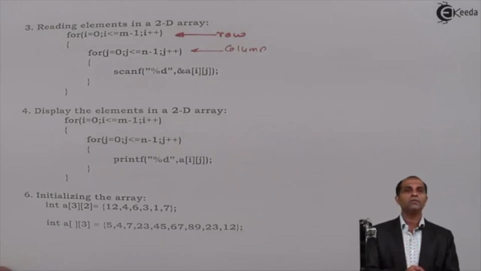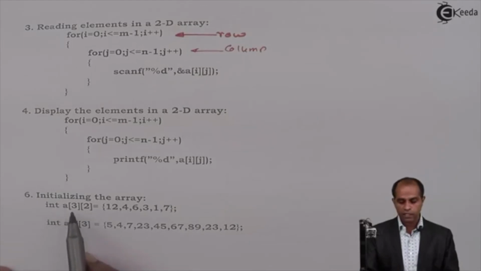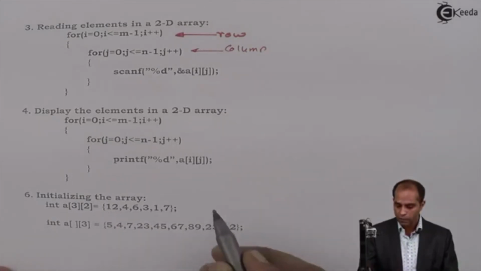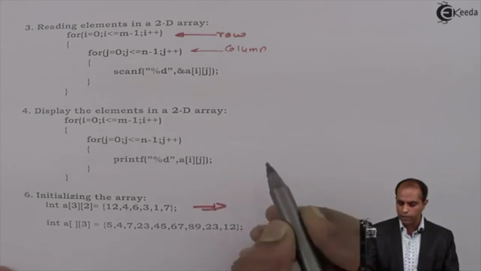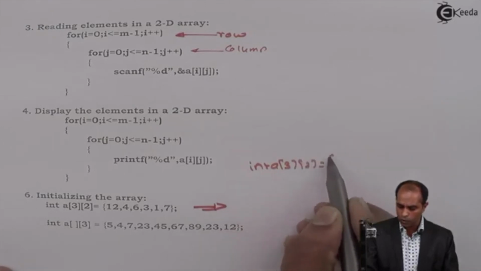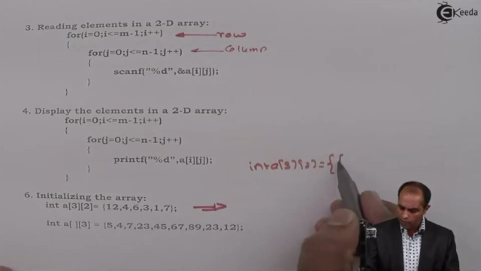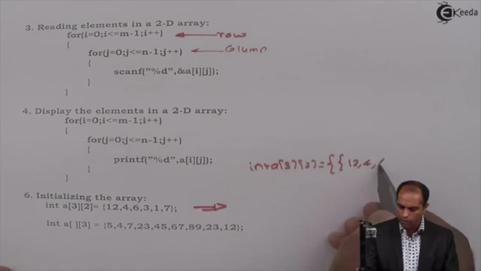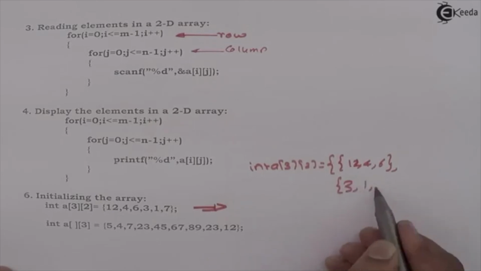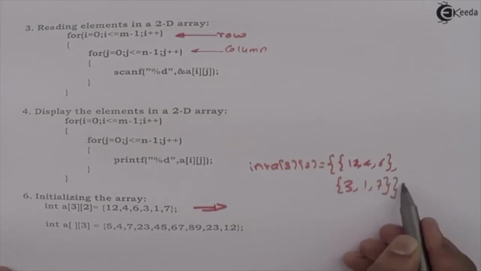The last fundamental which you are supposed to know is, can we initialize a two-dimensional array? Yes, I can initialize a two-dimensional array. Suppose I have a declaration as int a of 3, 2. So I can set 6 elements at this place, 3 plus 3, 6 elements in this fashion. The same declaration can even be rewritten in this fashion. I'll say int a of 3, 2 equal to curly bracket, curly bracket 1, 2, 4, 6 curly bracket complete, and then one more curly bracket 3, 1, 7 curly bracket complete, curly bracket.